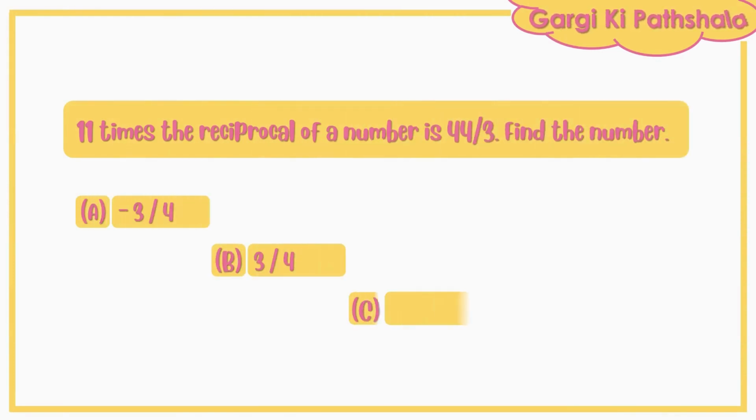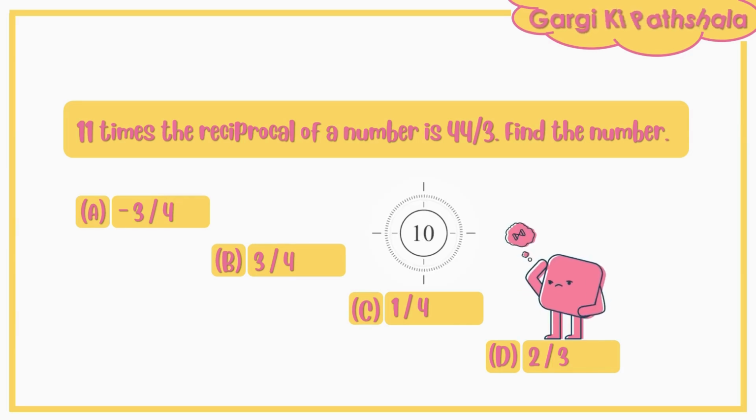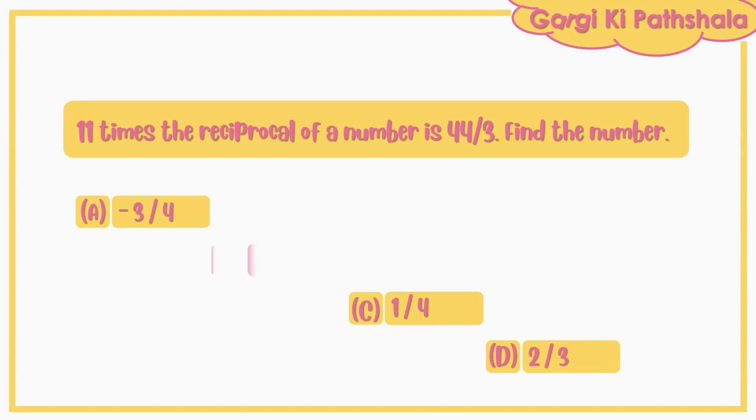Eleven times the reciprocal of a number is 44 by 3. Find the number. A. Minus 3 by 4. B. 3 by 4. C. 1 by 4. D. 2 by 3. The correct answer is B. 3 by 4.